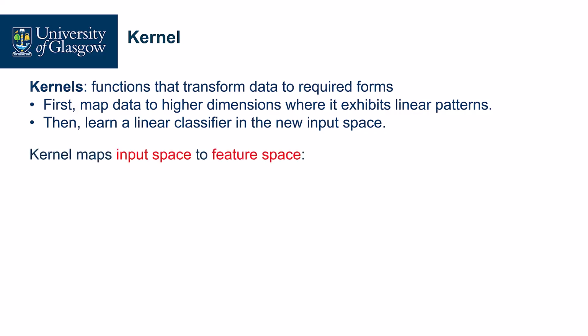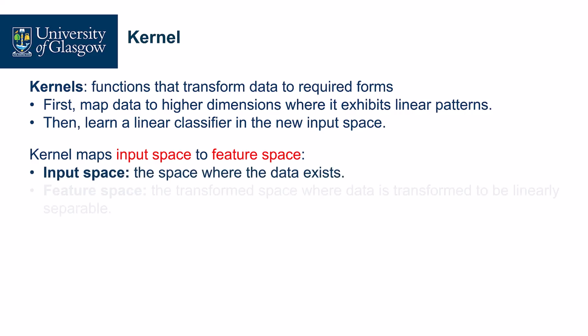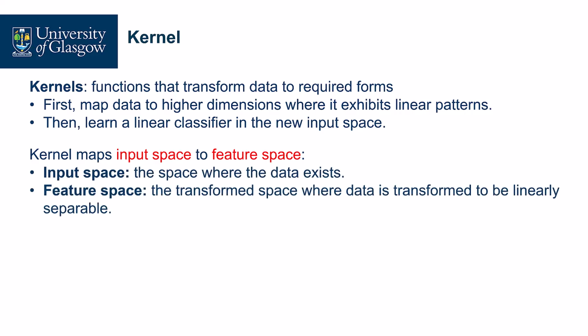So kernels map the input space to the feature space. The feature space is a new input space. The input space is where the data originally exists, and the feature space, as I have said, is a transformed space. Often this is higher dimensionality, and in this space, the data is linearly separable, right?